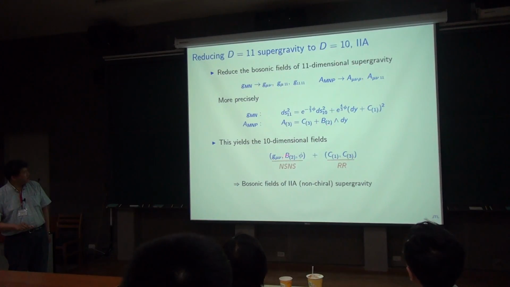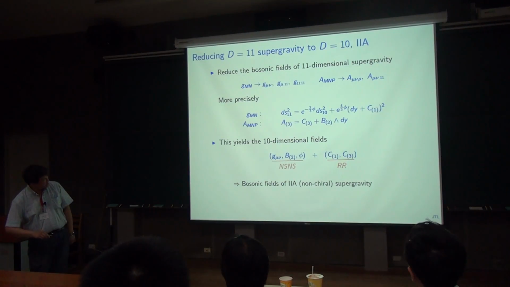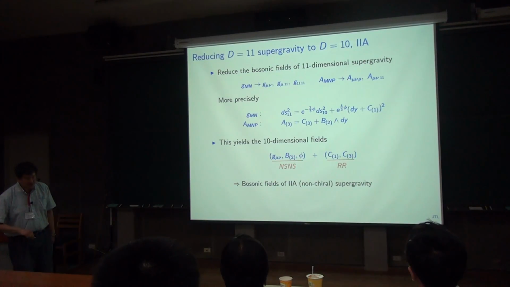And this is B2 over here, and phi is over here. G mu nu, B mu nu, and phi. That's, from a string theorist's point of view, the NS-NS fields, the Neveu-Schwarz fields, on the string worldsheet.